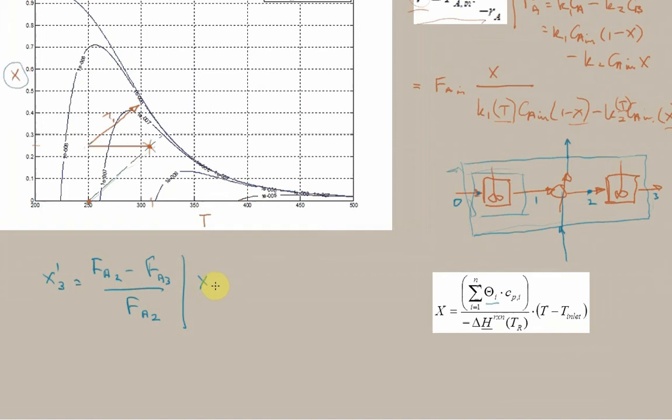Or we could define the overall conversion, x3, in terms of the flow rate here and the flow rate here. So if we were to write this instead as FA0 minus FA3 over FA0, then you see that's the overall conversion. So for the whole reactor train, that's the conversion we achieve, whereas this is the individual reactor.